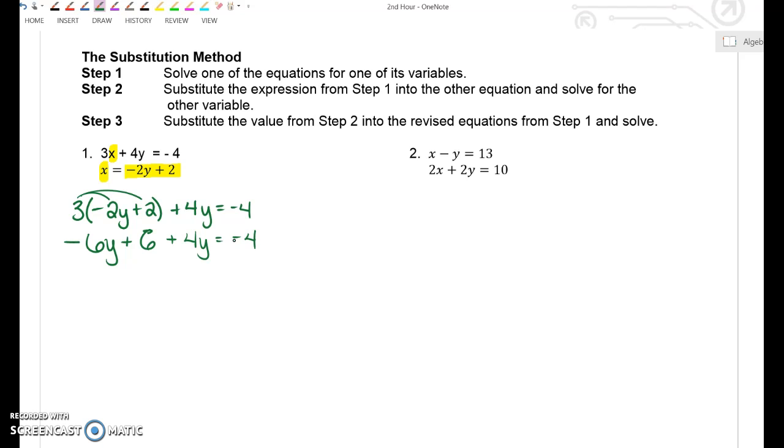This is a place where a lot of people make a mistake. Notice that negative 6y and 4y are on the same side, so you simply combine them to get negative 2y plus 6 equals negative 4. And hopefully that is an equation that you can practically solve in your sleep by now. So we subtract 6 on both sides. Negative 2y equals negative 10. Divide both sides by negative 2. Y equals 5.